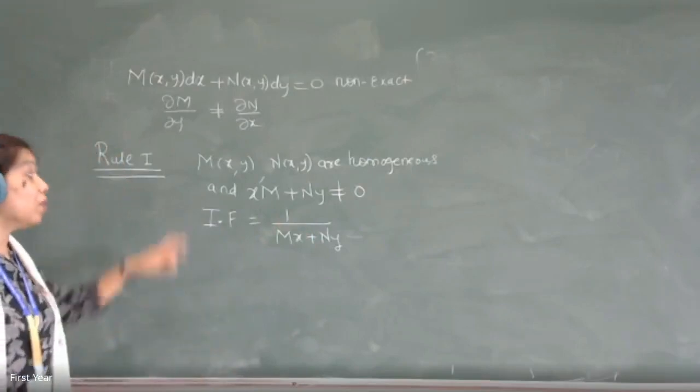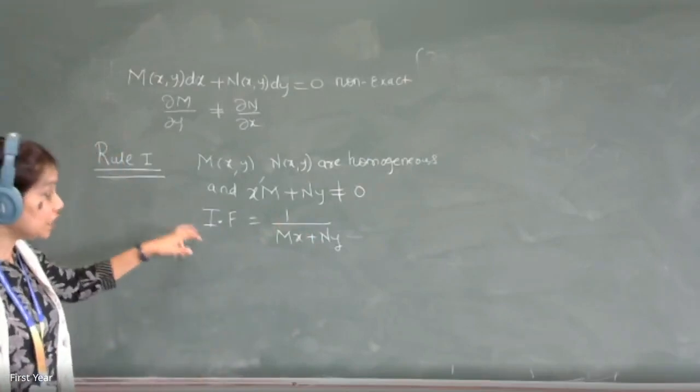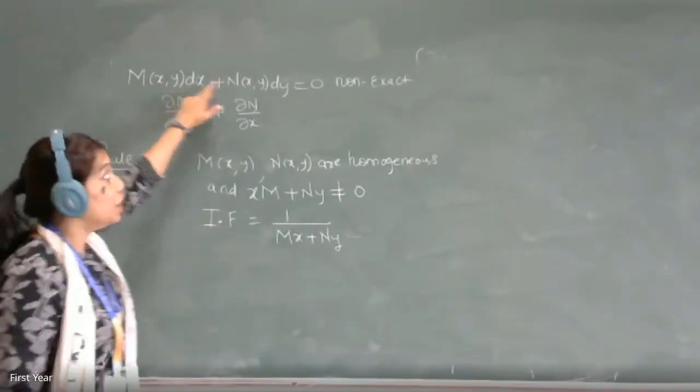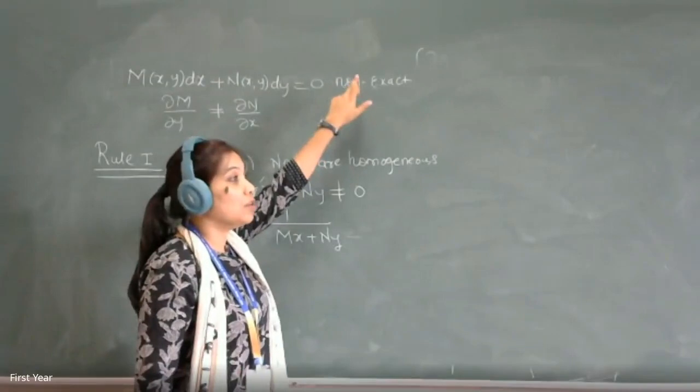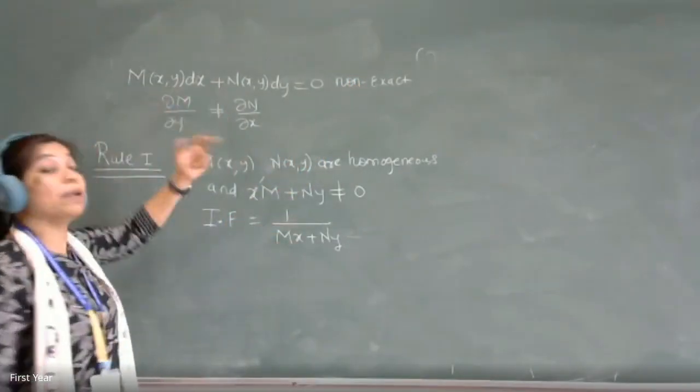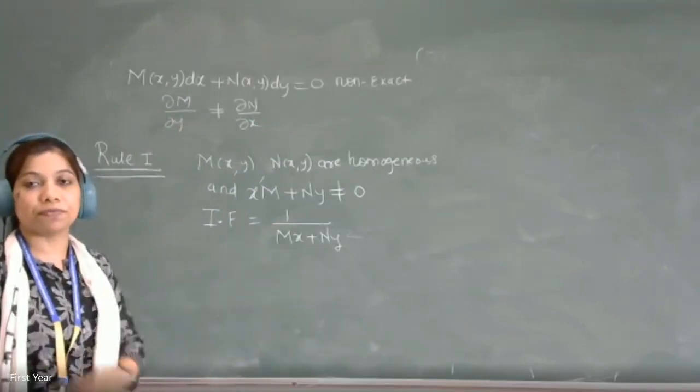I'll repeat again. What do you mean by integrating factor? This term 1 upon Mx plus Ny, when you multiply it to the given question, which was non-exact, the equation will become exact, and then I know how to solve it. Yes or no?